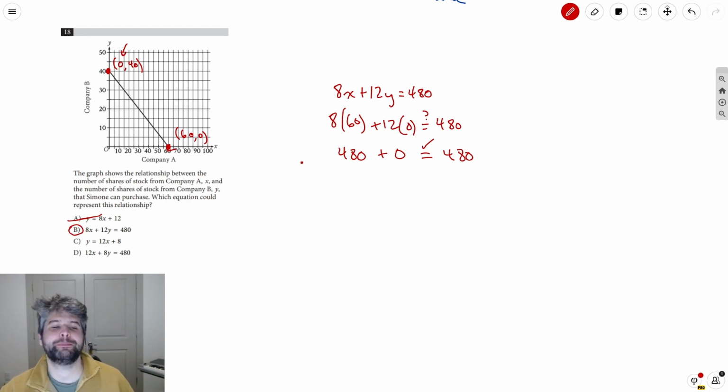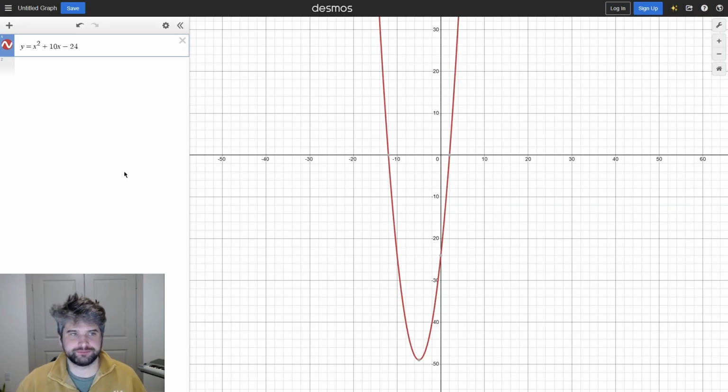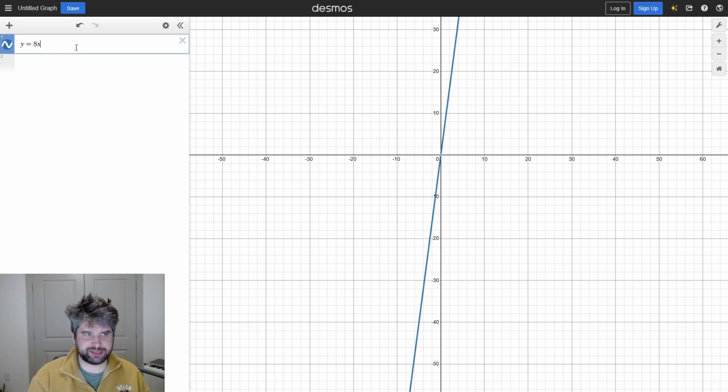Now, if you hate plugging these in, if you absolutely hate the computation that goes with this, you can do this problem in Desmos if you're careful. Let's try that. So in Desmos, when you've got x's and y's in an equation, you can just plug that into Desmos and it's going to graph that for you. So we're going to graph first y equals 8x plus 12.